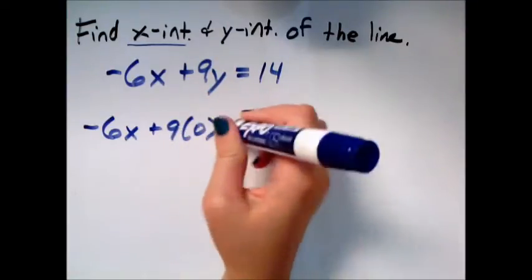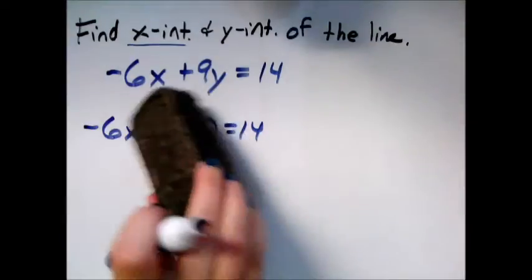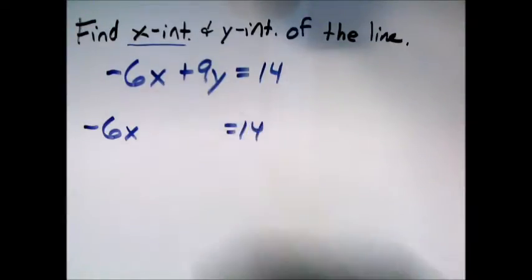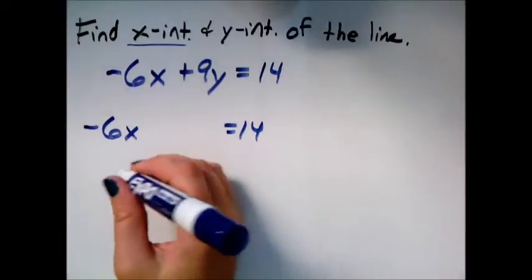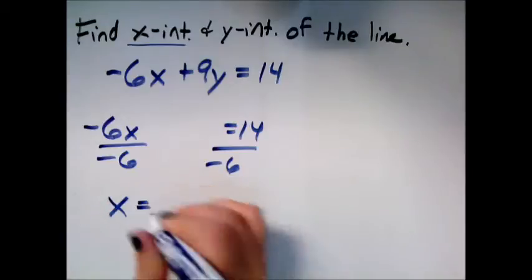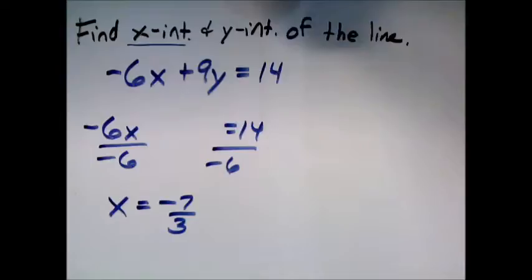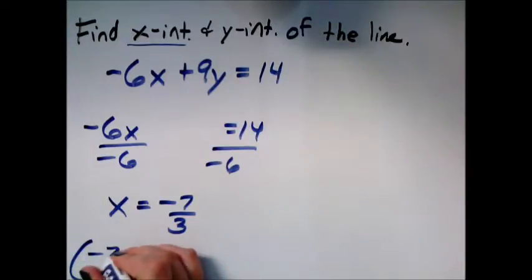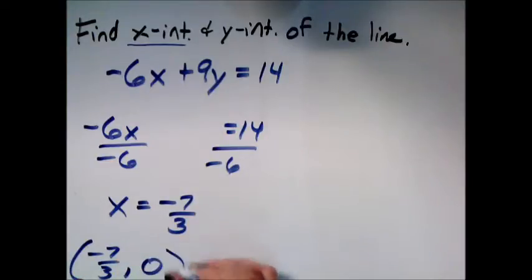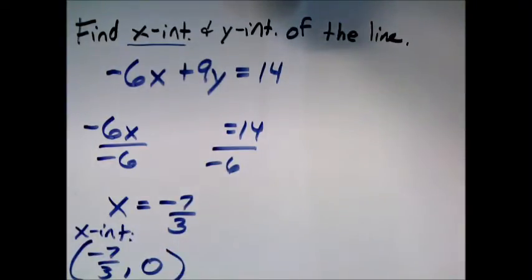The nice thing about plugging in 0 is it just cancels this term out. 9 times 0 is 0. So this says negative 6x equals 14, so divide by negative 6. And this should reduce to negative 7 over 3. Divide them both by 2. Alright, so picture as a point, what does that mean? So negative 7/3, comma 0. When I make y 0, then I get x is this. And I also know that that is the x-intercept.